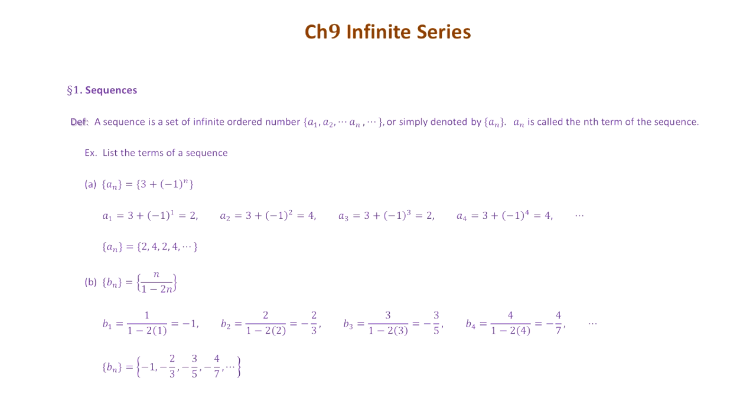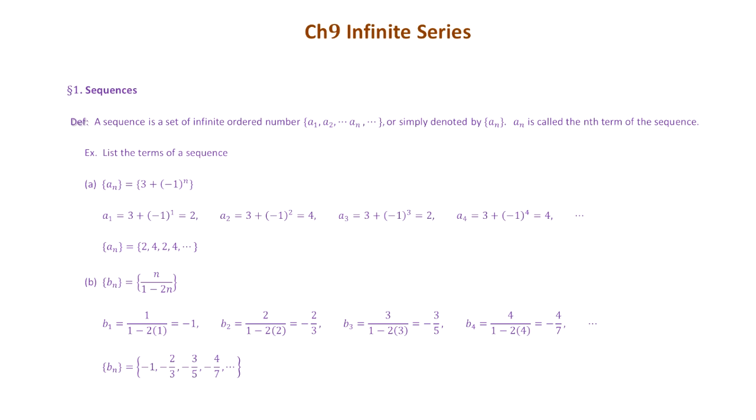If you list the terms of the sequence, you get 2 as a1, 4 as a2, 2 again as a3, 4 as a4, and so on. So you get 2, 4, 2, 4, 2, 4, 2, 4. That's the pattern of the sequence. That's how you write down the terms of the sequence.